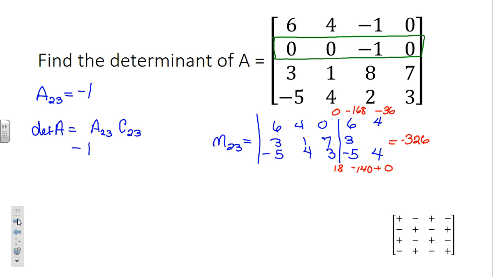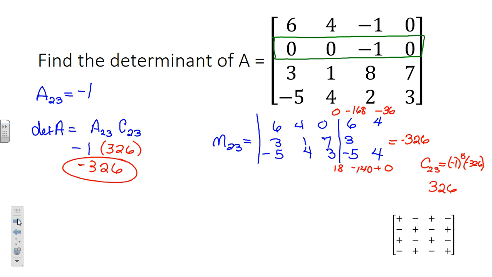Okay. Now we have to find the cofactor of row 2, column 3. So the cofactor of row 2, column 3 is going to be negative 1 to the 5th power times that negative 326. Odd power means negative, right? Negative times negative is positive. So the cofactor is a positive 326. So we plop that into this spot, and our overall determinant's answer for this 4 by 4 matrix is negative 326.